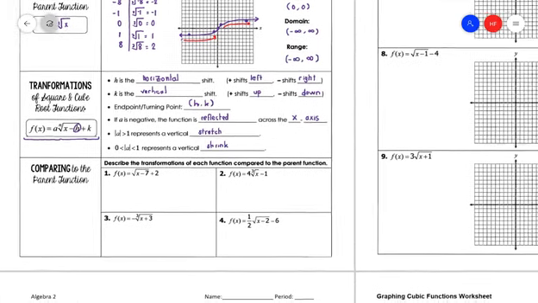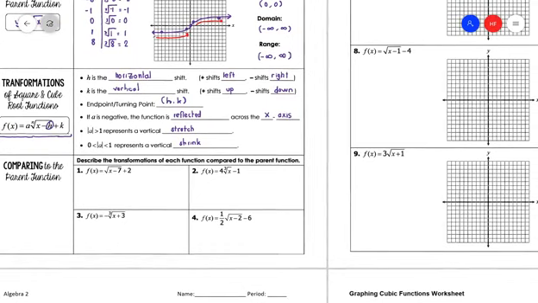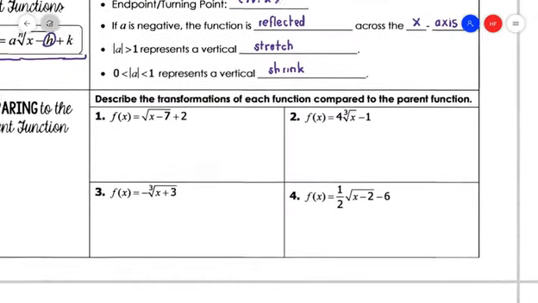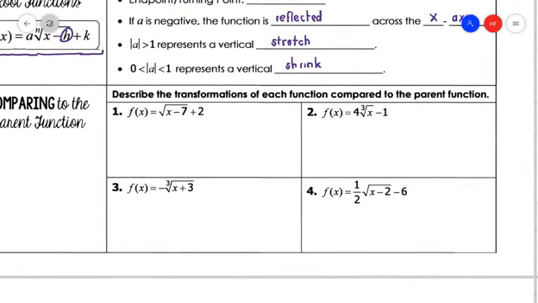So on each of these examples, we're going to describe the transformations and then compare them to the parent function. So on number 1, I want to know what is my parent function. So my parent function is y equals square root of x, since there is no number right there. So it's just the square root of x.